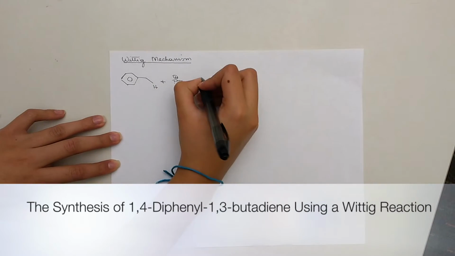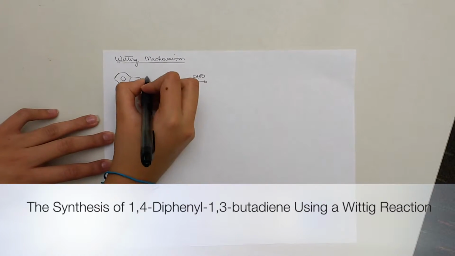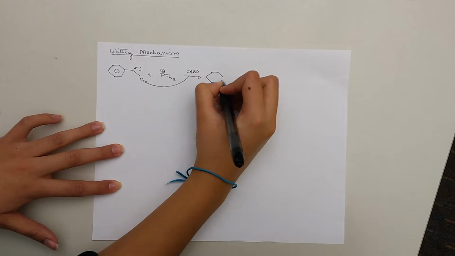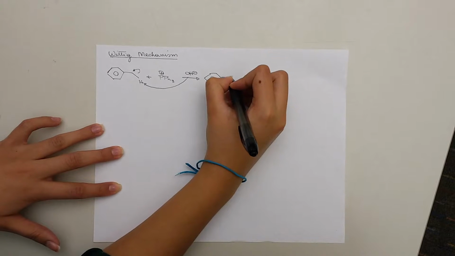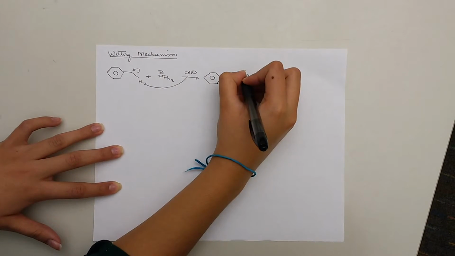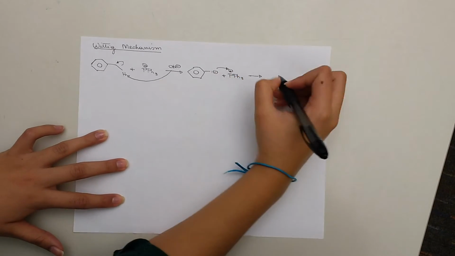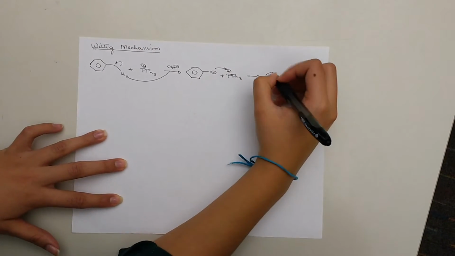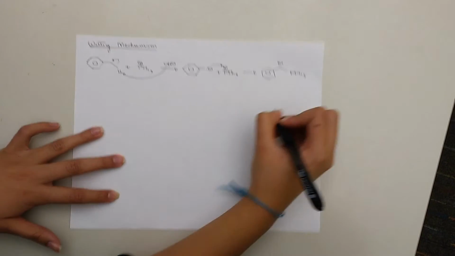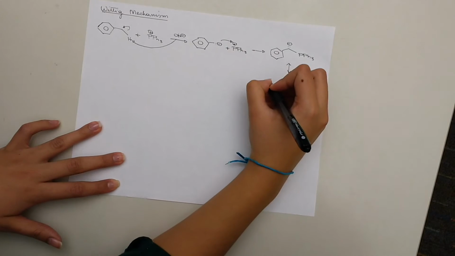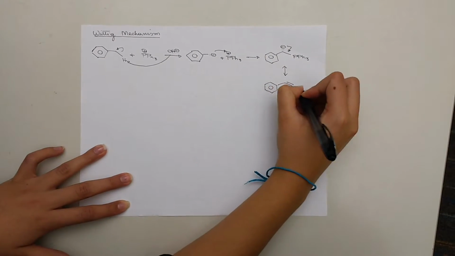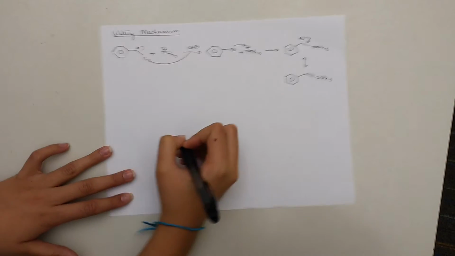So the main point of this experiment is to synthesize 1,4-diphenyl-1,3-butadiene using a Wittig reaction. So you start off with a methylbenzene, attacking it with a base, which is here a hydroxide, and it's going to attack the hydrogen, and the electrons are going to shift to the carbon, forming a negative charge. And that negative charge, like before, is going to attack the phosphorus, which is positive, and it's going to form a bond. Remember, there's a resonance that occurs here because of the lone pair that can also form a bond between the phosphorus and the carbon.